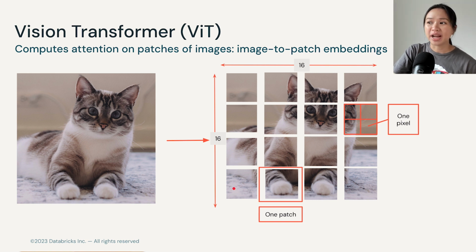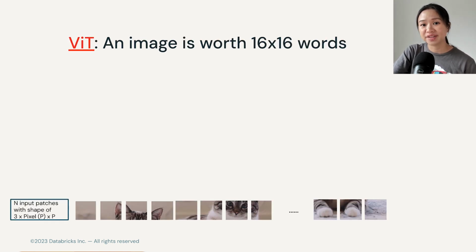So when you go from left to right, you can imagine that there are 16 patches, and then within each patch, there are multiple pixels. This is why the vision transformer paper is titled "An image is worth 16 times 16 words." So vision transformer splits a large image up into a sequence of patches, just like you are seeing here. And each patch has a dimension of 3, which is the number of channels, times the number of pixels, times the number of pixels.